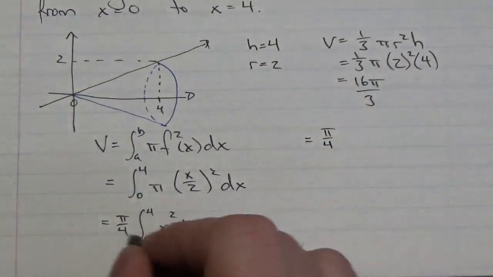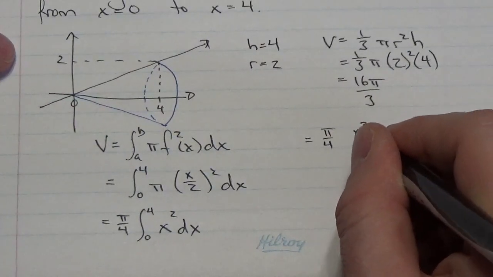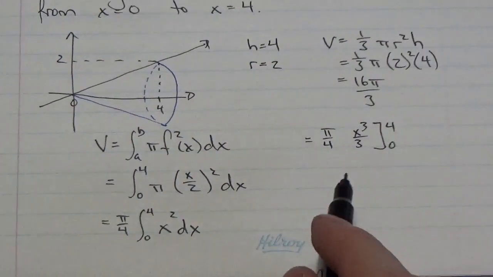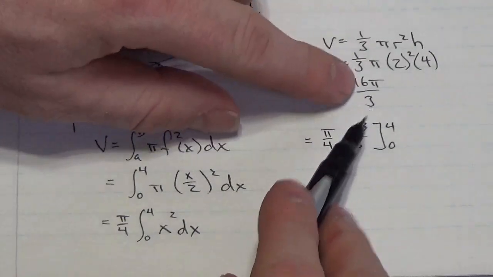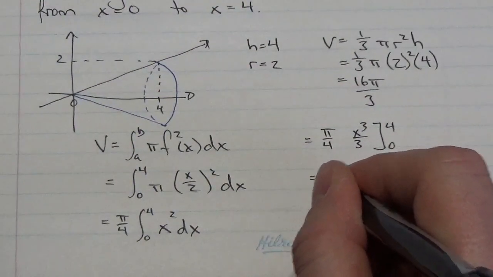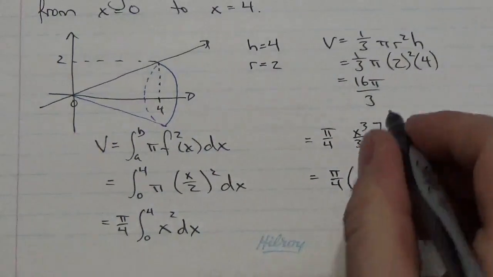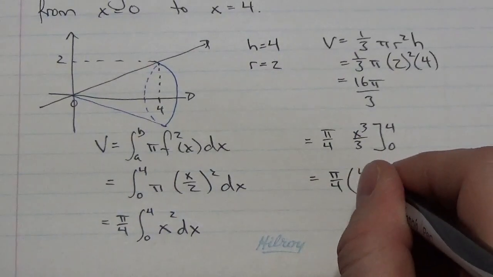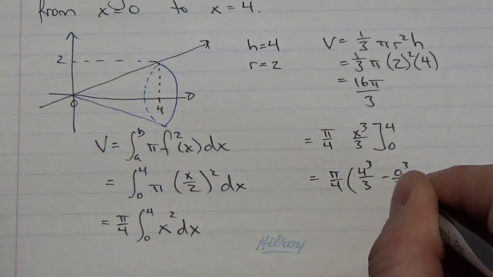And when I take the integral of x squared, that is going to get me x cubed over 3. And I'm going to evaluate that from 0 to 4. Now, there's that 3, right? There's that 1/3 popping out. So I'm kind of glad to see that. Now, I am going to evaluate that between my two endpoints here. So this is going to be 4 cubed over 3 minus 0 cubed over 3.